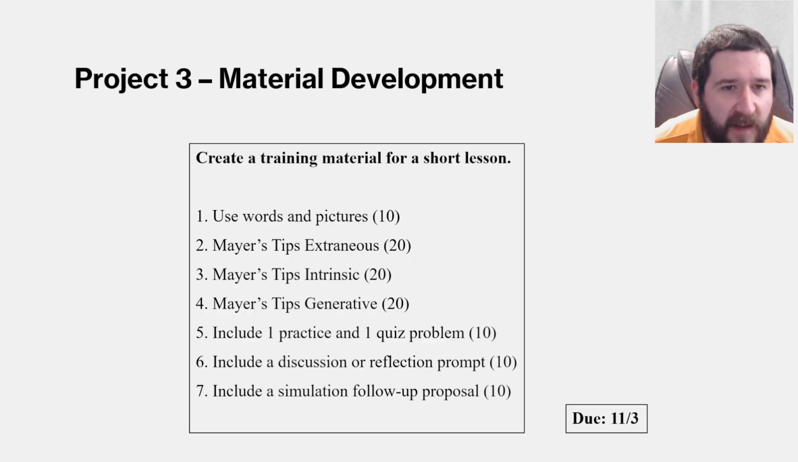Okay, to finish things off, I just want to talk a little bit about Project 3. You're going to start working on that this week and finish it over the next two weeks. But for Project 3, I just want you guys to create some learning materials, right? It's going to be for a short lesson, 15 to 20 minutes. I'll show you the rubric here in a second, but this is a summarized version. Essentially what I want to see is a multimedia project. So we're going to use both words and pictures.